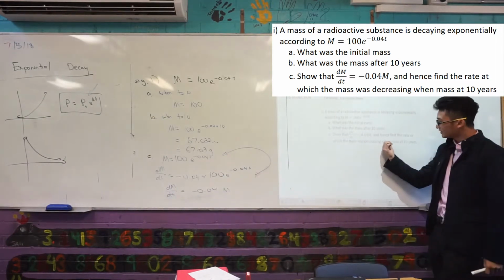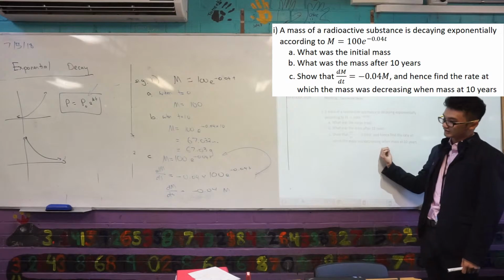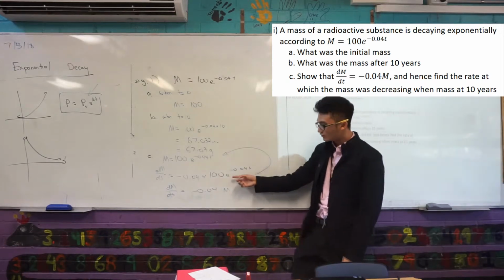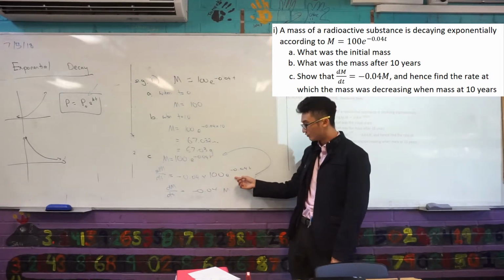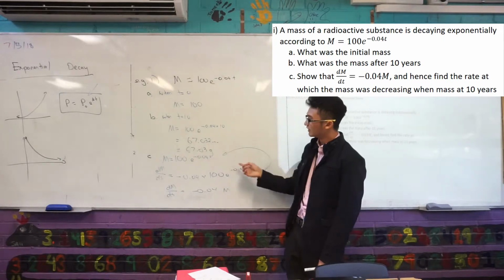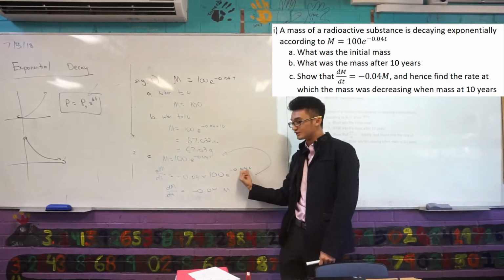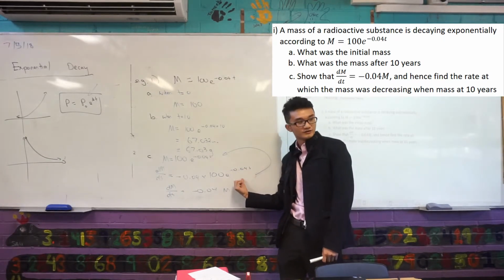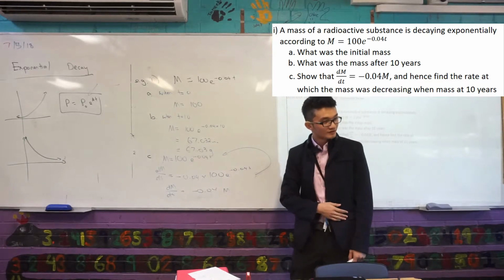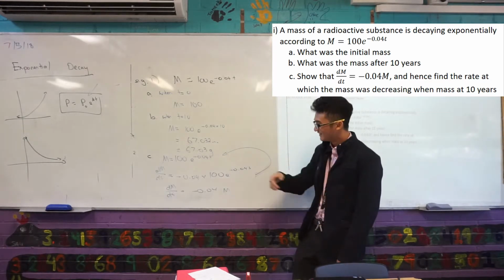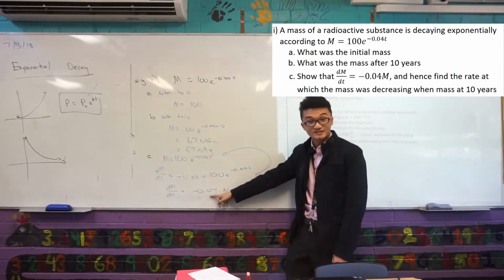Lastly, they say, hence find the rate at which the mass was decreasing at 10 years. What you could do is go to your dm/dt, your rate of change, and substitute in t equals 10 into this equation. Is there an easier way to do it though? Take the 67.03, because that's the mass at 10 years, and substitute into this equation.